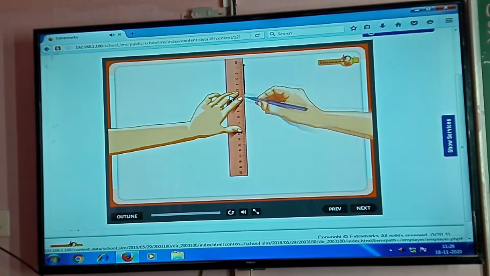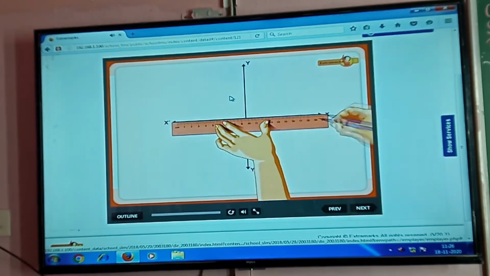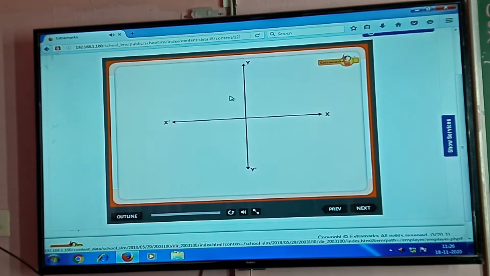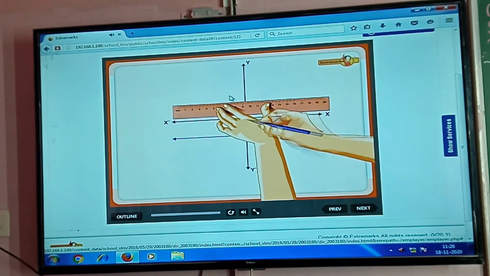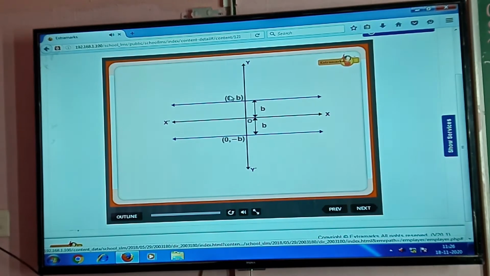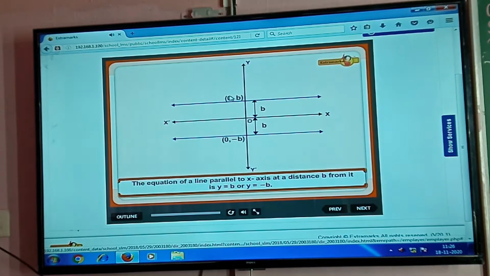Consider a coordinate plane with x and y axes. Let us draw 2 lines parallel to the x-axis at a distance of b from the x-axis. One of them is above the x-axis and another below the x-axis. Then the equation of the line parallel to the x-axis is y = b for the above line and y = -b for the below line. Note that the equation of the x-axis is y = 0.